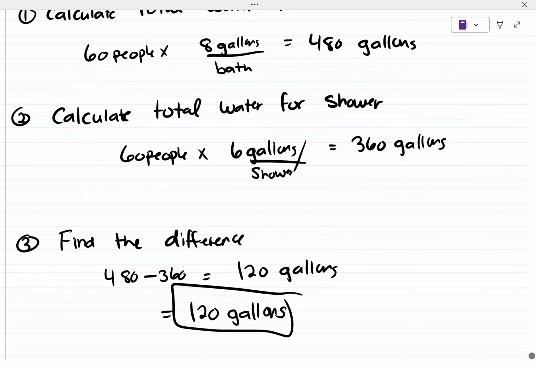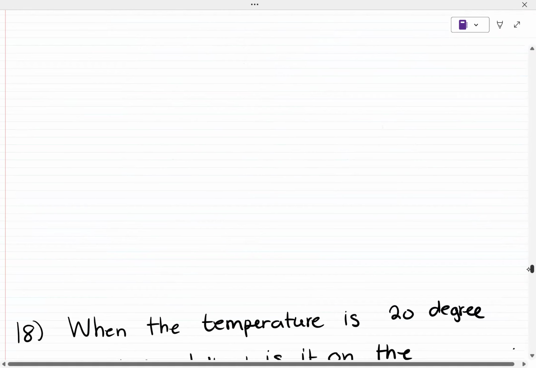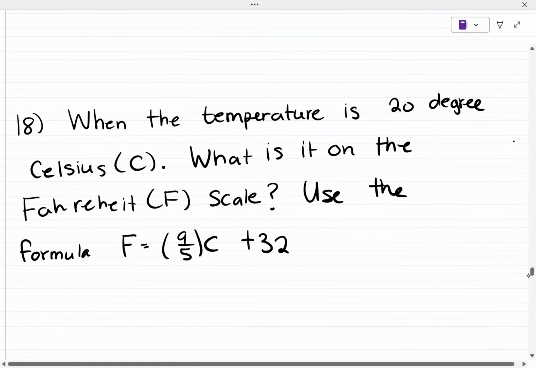Okay, almost there, we're almost done. So let's move on to 18. 18, this isn't a bad one. It says when the temperature is 20 degrees Celsius, what is it on Fahrenheit scale? Use the formula F equals 9/5 times C plus 32.